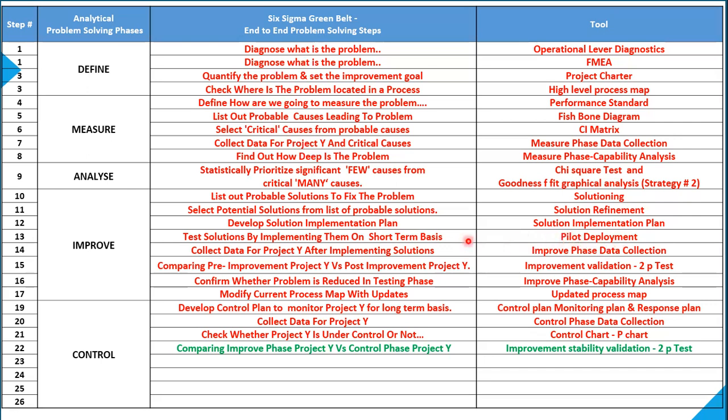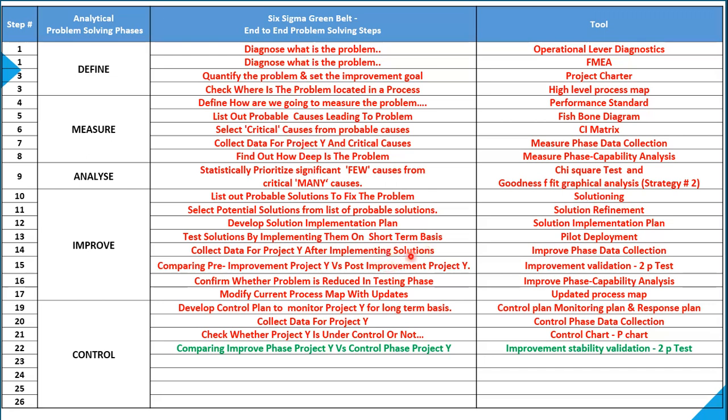Then once that is done, we're going to collect the data for the improve phase as well. The way we collected data in the measure phase, here as well we're going to collect the data, but only for project Y, right? So that's what we're going to do. Why are we collecting data? Because we want to validate whether the solutions we have implemented have really brought that improvement. That's what we look out for from this particular data.